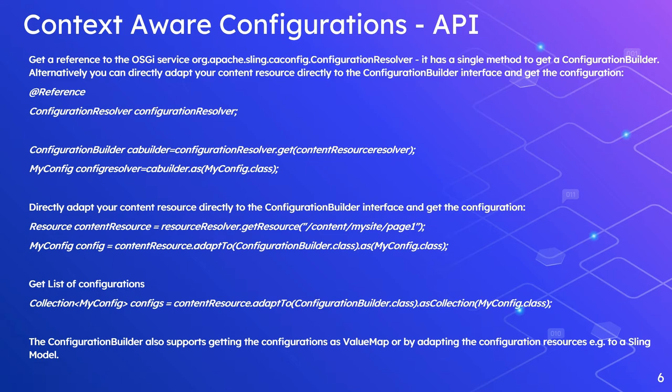The other option is you can directly adapt the content resource to the configuration builder interface and get the configuration. So from the resource resolver, I am getting the resource, then adapting it to the configuration builder, then I can get the configurations. If you want to get a list of configurations, same thing, you need to use the as collection method with that configuration class. The configuration builder also supports getting the configuration as a value map or by adapting the configuration resource to a sling model.